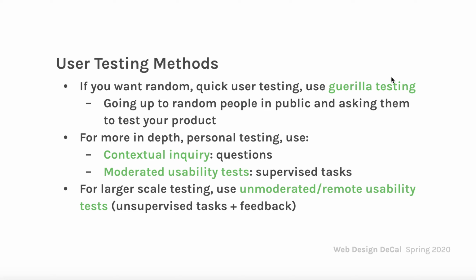Also, for more in-depth personal testing, you want to use contextual inquiry, like we mentioned for user research. It's kind of similar. Now that you have a product or a problem in mind, you can ask questions based on this product or this problem. Then a moderated usability test is based on the product. Ask the user to do tasks that you assign to them based on their actions and their interactions with it.